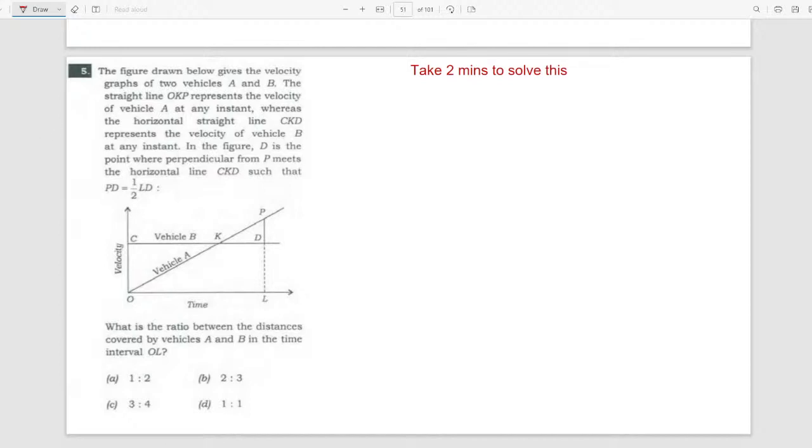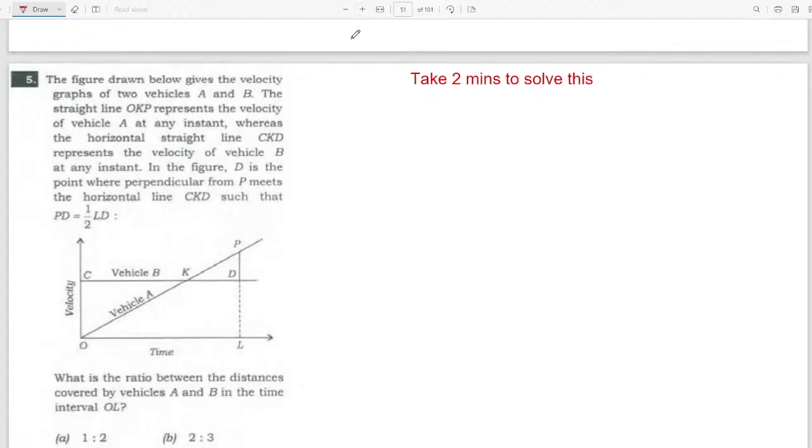See, what they're asking is that the figure drawn below gives the velocity graphs of two vehicles A and B. The straight line OKP represents the velocity of vehicle A at any instant, whereas the horizontal straight line CKD represents the velocity of vehicle B at any instant. In the figure, T is the point where the perpendicular from P meets the horizontal line CKD, such that PD is equal to half into LD.